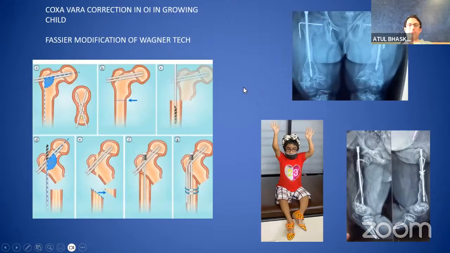The real challenge comes in the proximal femur. The main thing is to understand the orientation. So this classical Fassier's modification has been described, or the Wagner's technique, where you put wires initially, get a lever arm on the proximal femur, do a subtrochanteric osteotomy, bend the femur, and then pass the rod along the lateral cortex. Now it's not as easy as depicted in the pictures. It can be challenging, especially if you don't have the right equipment.